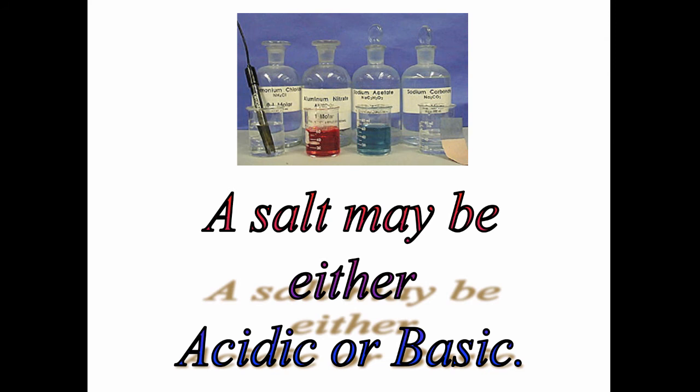Aluminum nitrate is very acidic. Sodium acetate is fairly basic. Sodium chloride is pretty neutral. So when we have an acid-base reaction, we might get a neutral solution, but we might end up with a salt that's acidic. We might end up with a salt that's basic. So what's going on here?